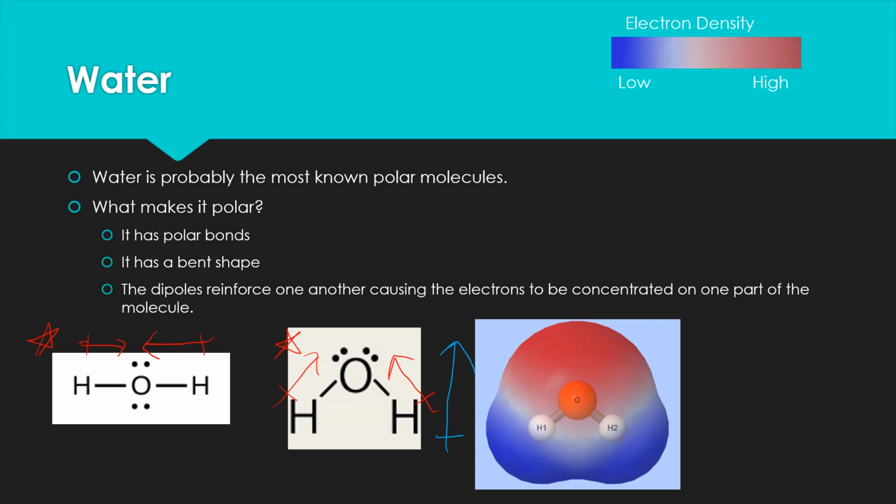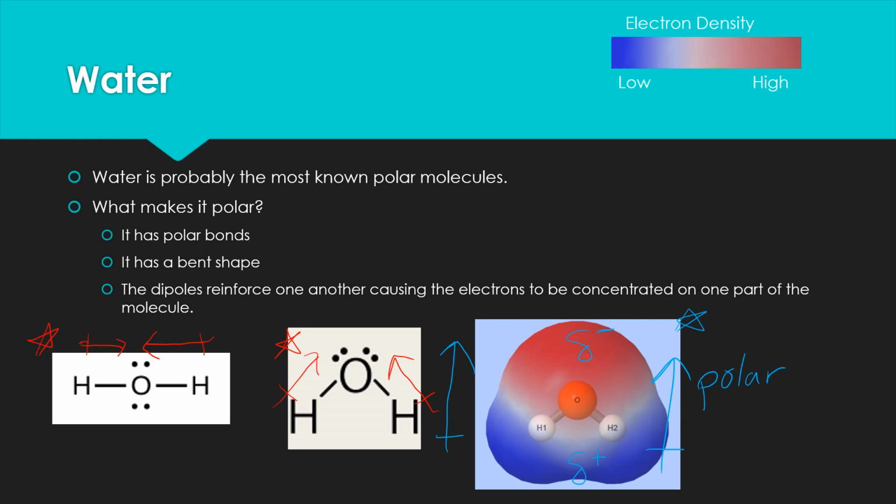If we look at the electron cloud model on the right side, we can see that the area of high electron density is around the oxygen and low electron density is around the hydrogen. So that means our hydrogen side is partially positive while our oxygen side is partially negative. Because we have this difference in charge density, we have a polar molecule. It has that dipole that we can draw for it.